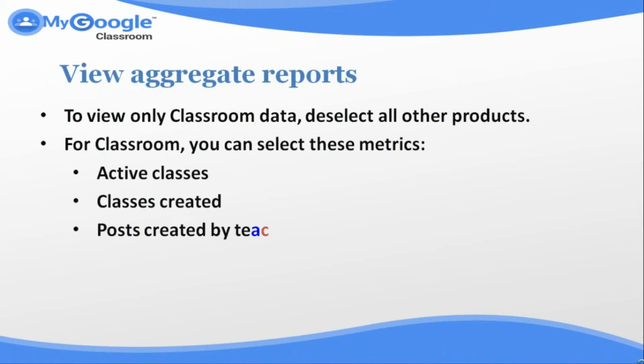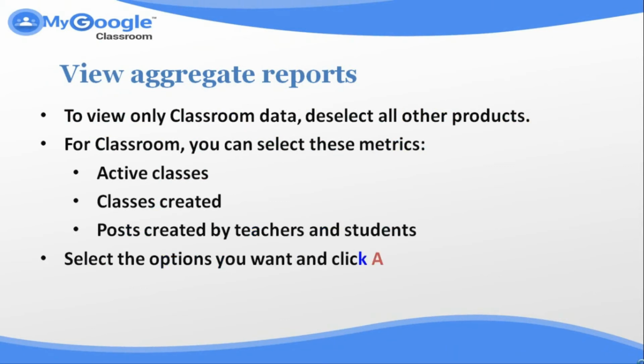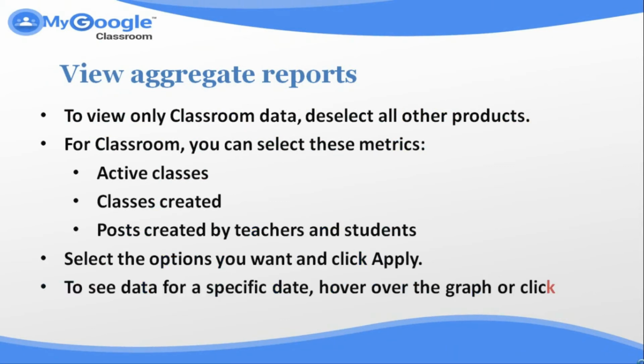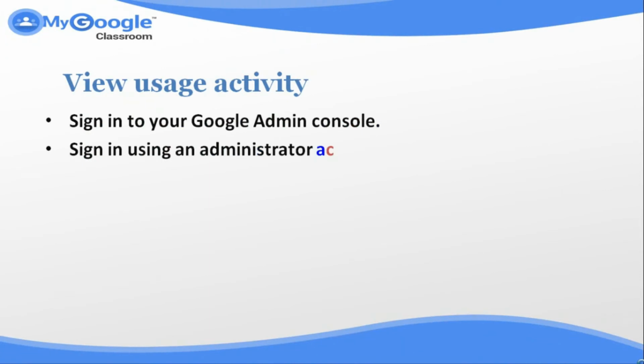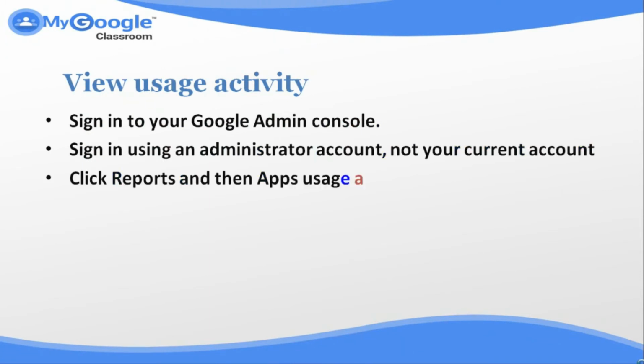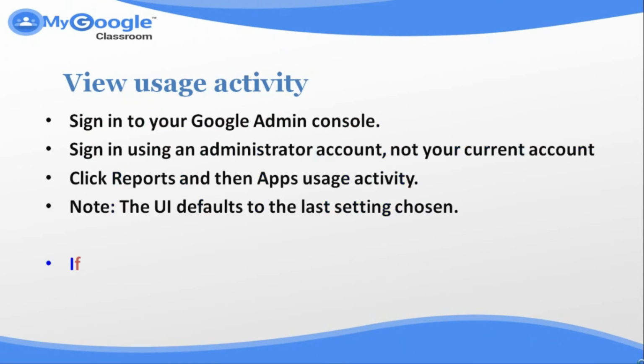For Classroom, you can select these metrics: active classes, classes created, posts created by teachers and students. Select the options you want and click Apply. To see data for a specific date, hover over the graph or click a data point. Go into Google Admin Console. Sign in using an administrator account and not your current account. Click Reports and then Apps Usage Activity.